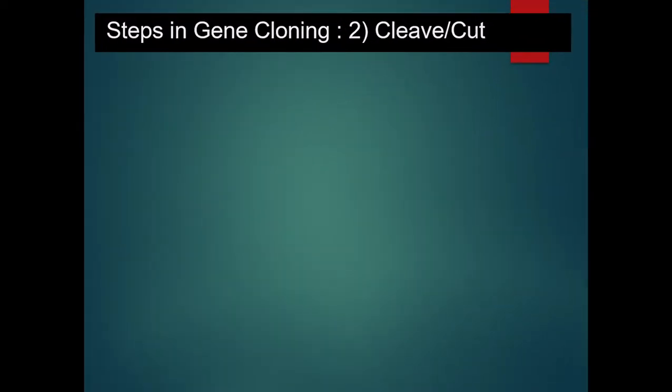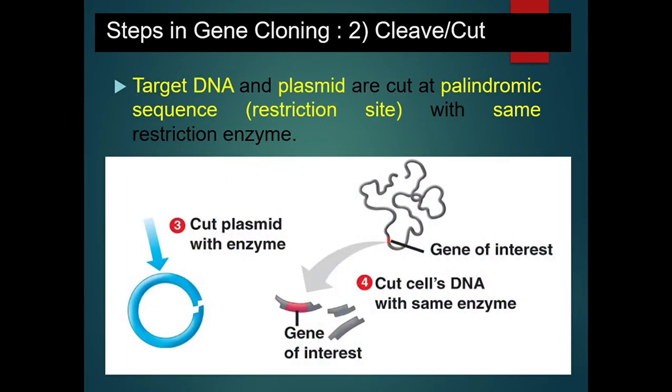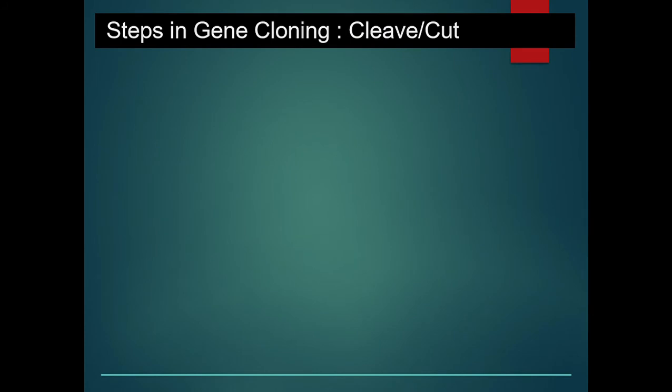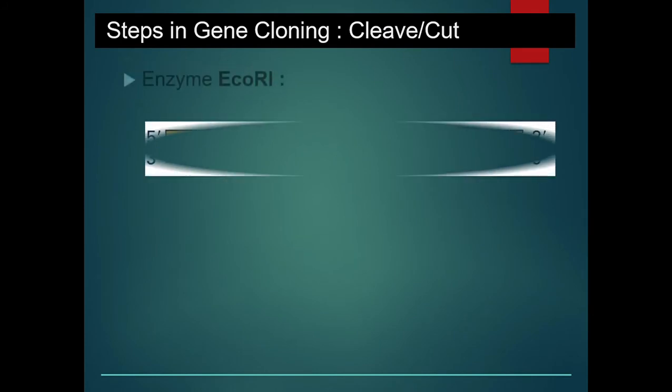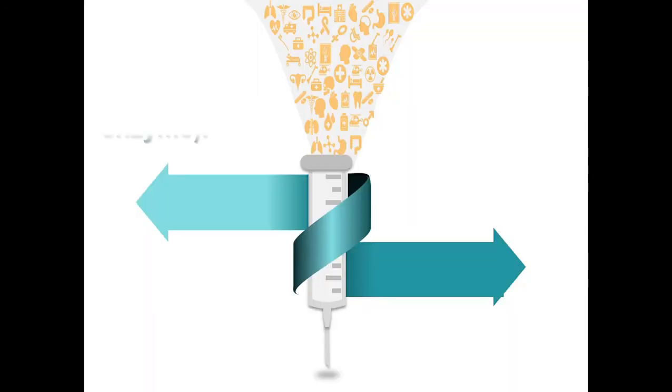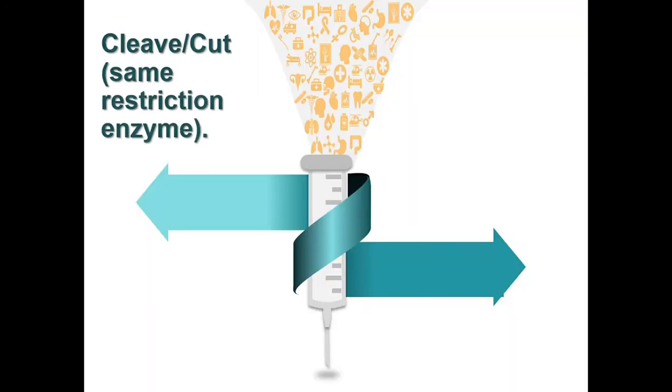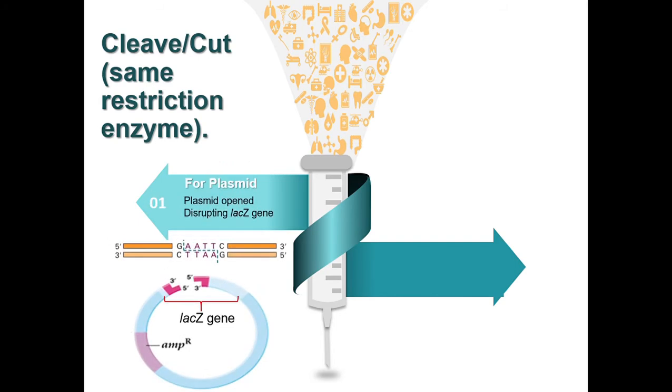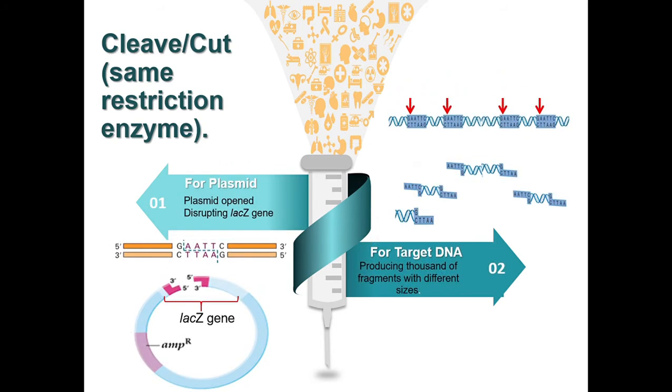The second step is cleave or cut. Target DNA and plasmid are cut at palindromic sequence, that is, restriction site, with the same restriction enzyme. Here is an example of DNA cut by restriction enzyme, that is EcoRI, and produce complementary ends. When cutting with the restriction enzyme, the plasmid will open and it will disrupt the LacZ gene. For target DNA it will produce thousands of fragments with different sizes.